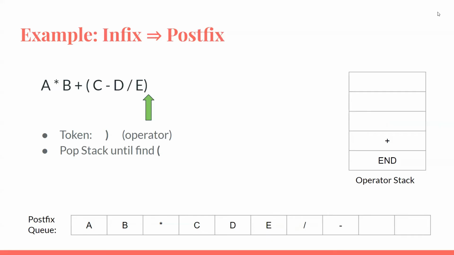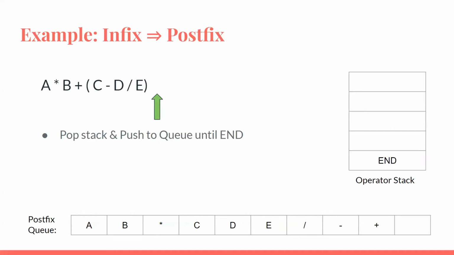So now that we've reached the end of our expression, we're just going to pop the stack until we reach our end token. And whatever is left in the operators, we're just going to put it into the queue. And there we go. And we would also pop the end token.